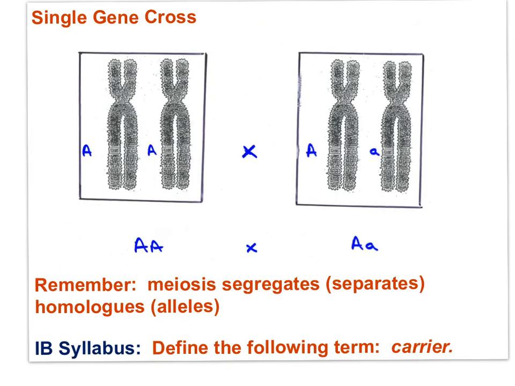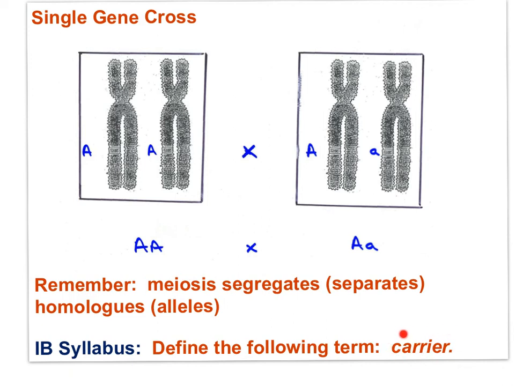So I'm back to showing you homologous pairs and a single gene cross. We have an individual who is homozygous dominant for the characteristic in question, crossed with an individual who is heterozygous for the gene in question. These two letters represent two alleles on a homologous pair of chromosomes, and these two letters represent, again, two alleles on a homologous pair of chromosomes. Remember that the alleles separate during meiosis 1.